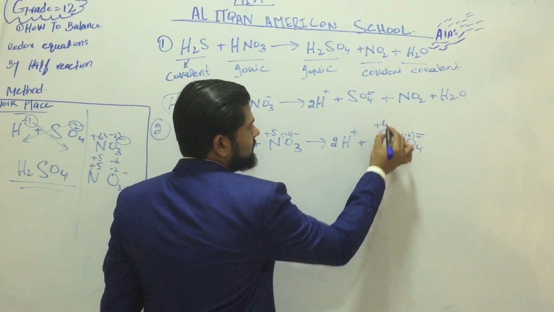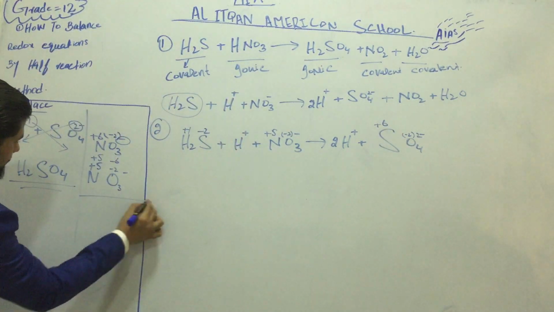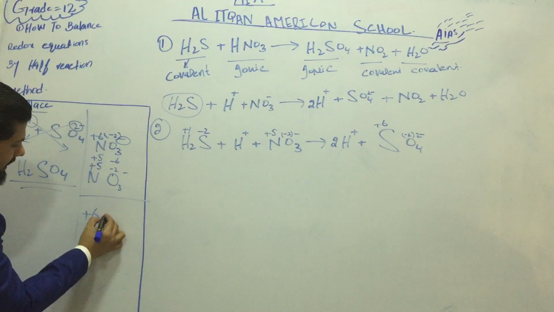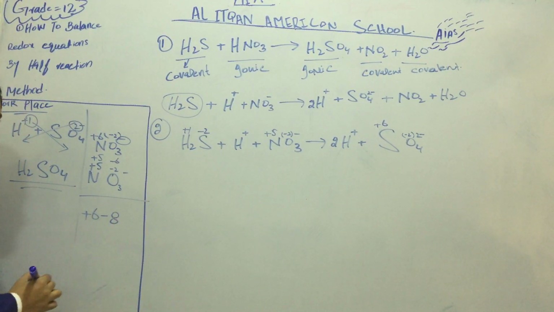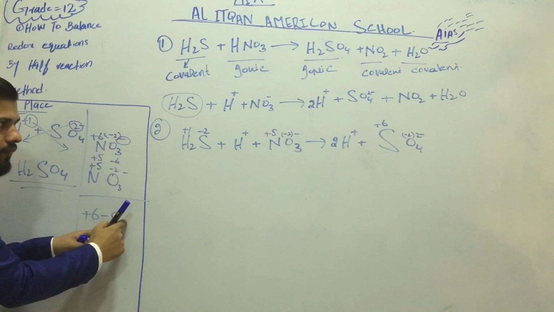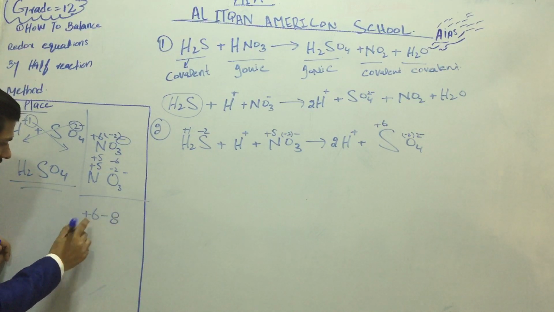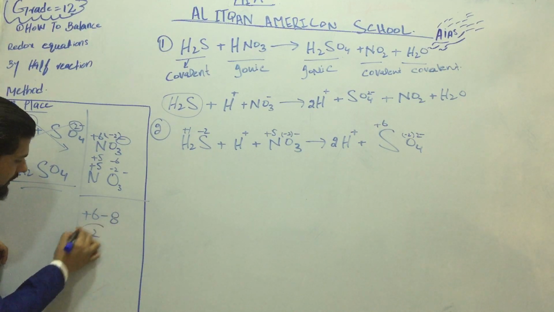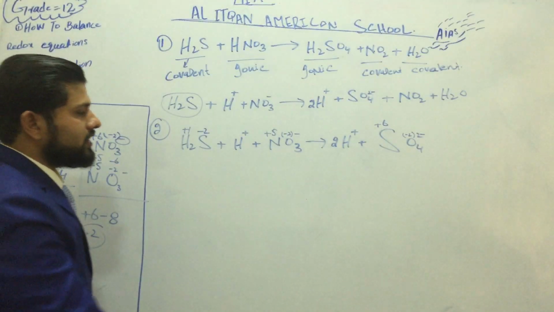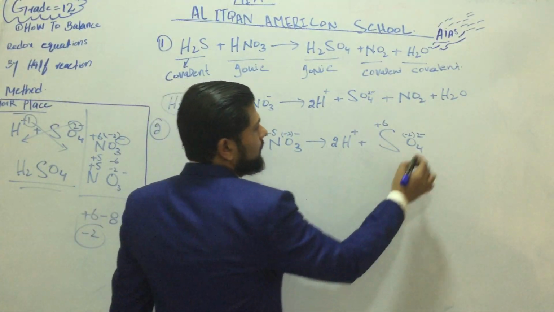+6. How? Because +6 and -8 for oxygen. I'm talking about 4 atoms of oxygen. So -8 and +6 will give you back -2, right? So this is the oxidation state of sulfur here.